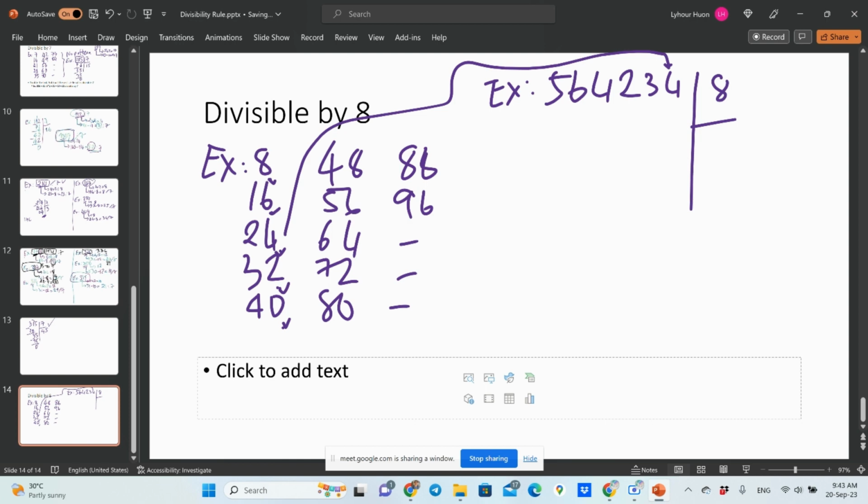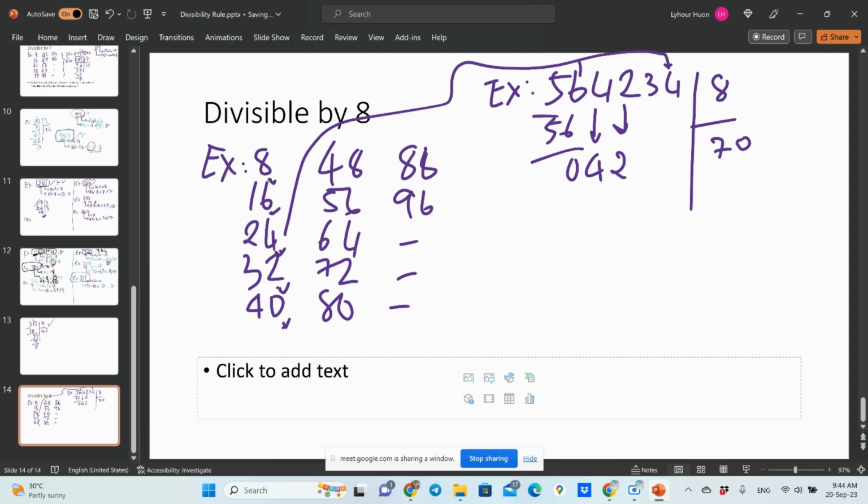Yes. So how many times does 8 go into 56? 7. 7 times 8 is 56. So this is 0. We drop the 4, 4 is small, so we add 0 and we drop the 2. How many times does 8 go into 42?